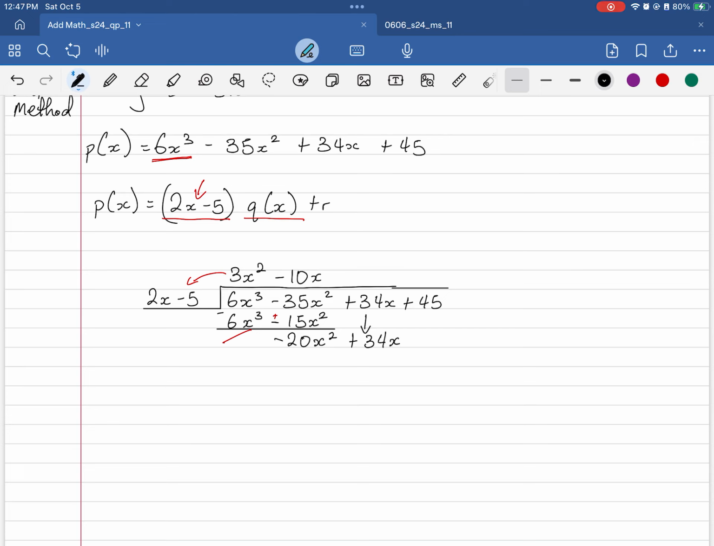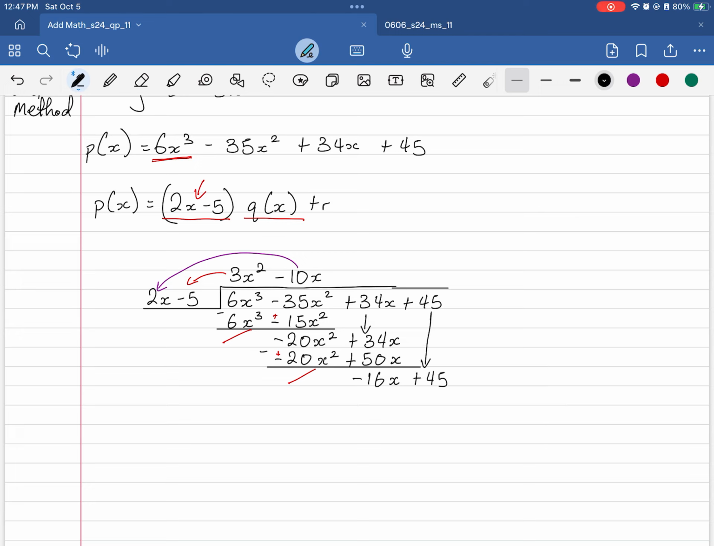So you have minus 10x times 2x. Minus 10x times 2x will give you minus 20x squared. Minus 10x times minus 5 will give you plus 50x. You subtract again. So remember that minus and minus is plus, so this changes to plus, and this just becomes 0, because minus 20 plus 20 is 0. Now you have 34x minus 50x, and you get minus 16x. Now remember, I also bring this down, so plus 45.